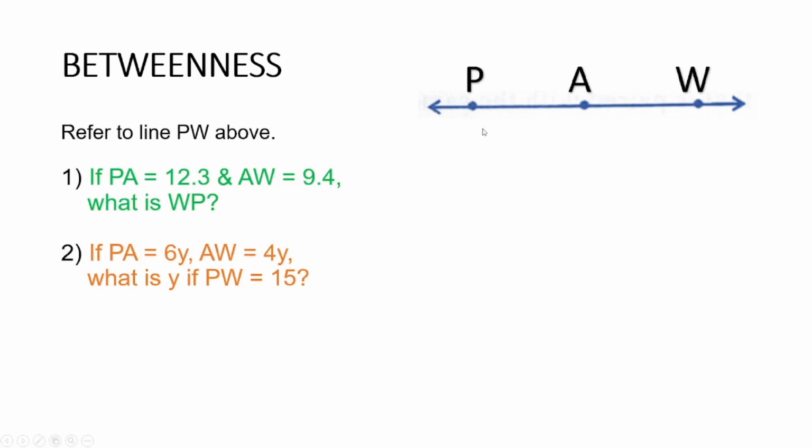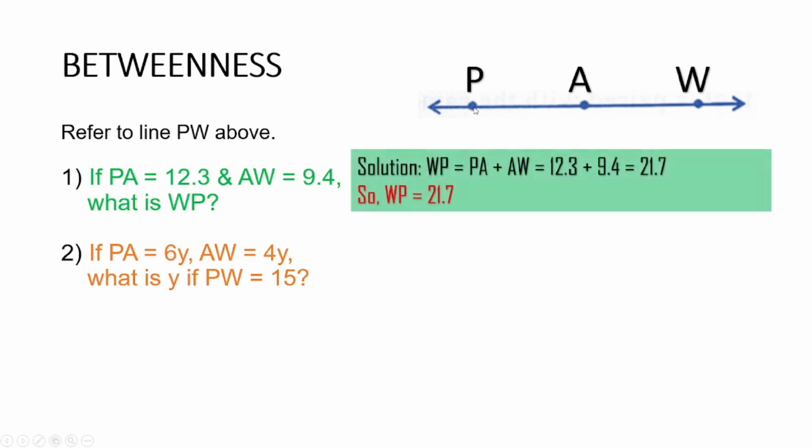So PA now is 12.3 and AW is 9.4. And as you can see from the figure, point A is between P and W. So we will just simply use the formula that PW or WP is equal to PA or AP plus AW or WA. These are all distances. So we just substitute the values as given in number 1, and then add, because we are adding two distances here to get the longer distance, and you get 21.7. So the distance between points W and P is 21.7 units.